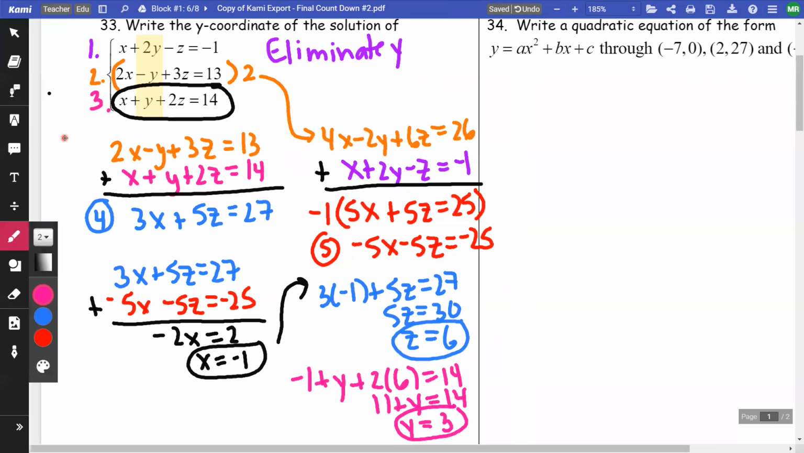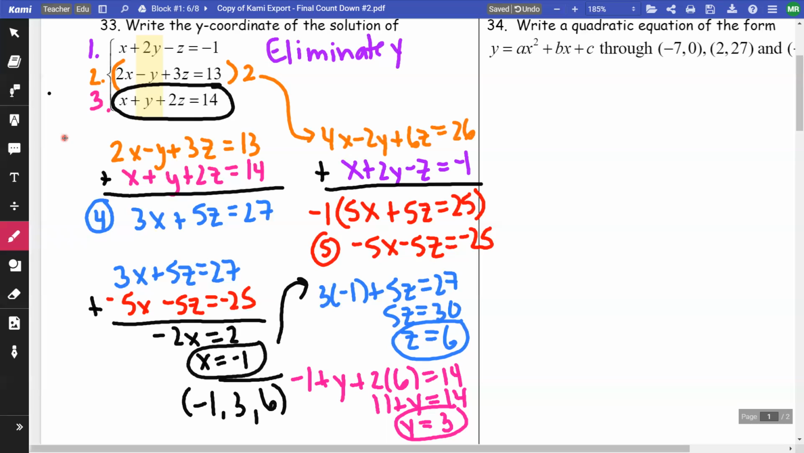And so my answer, as a point, is (-1, 3, 6). So that is going to be our answer.